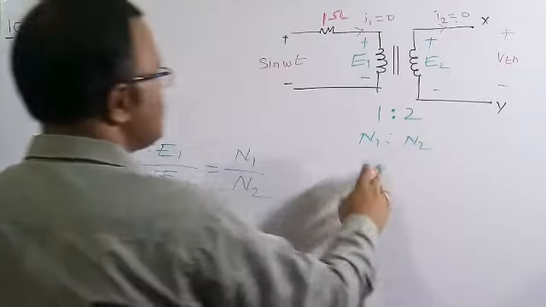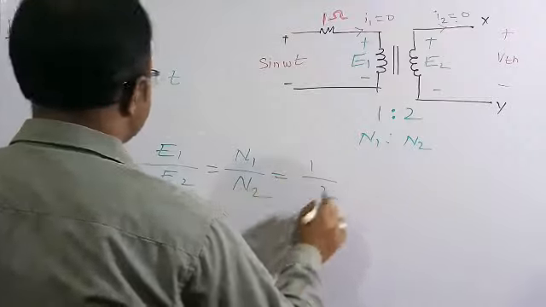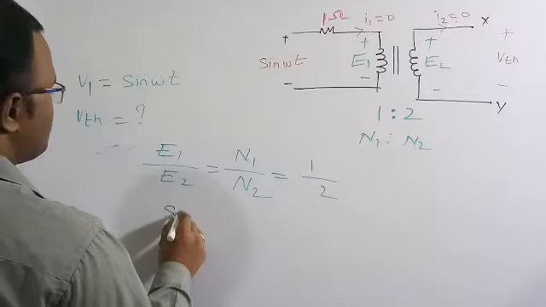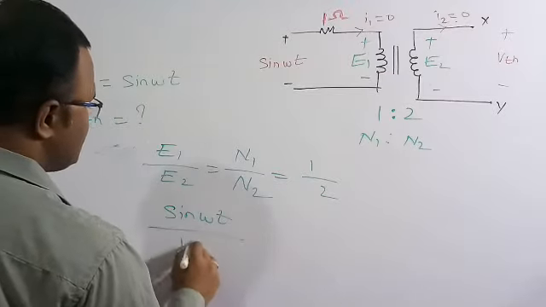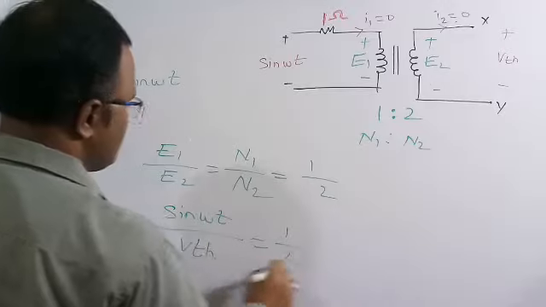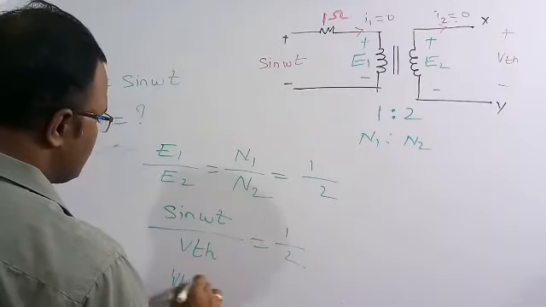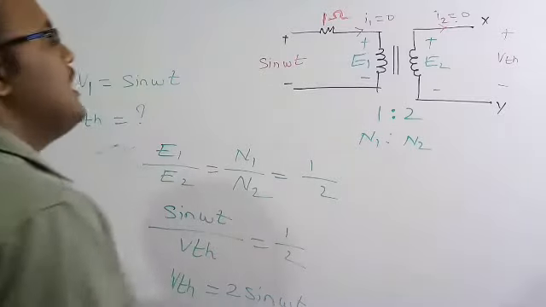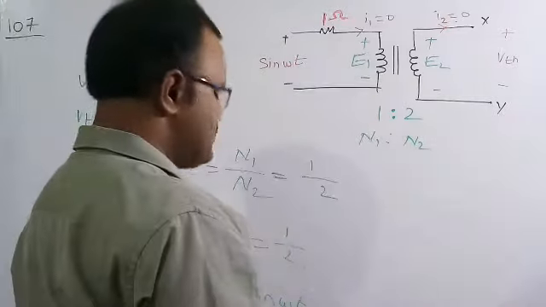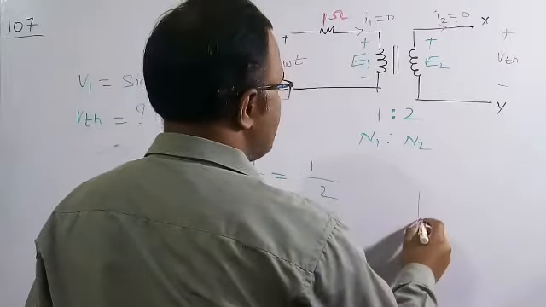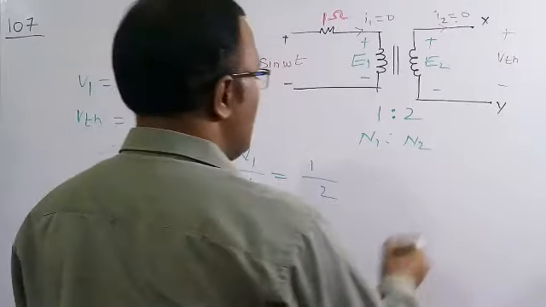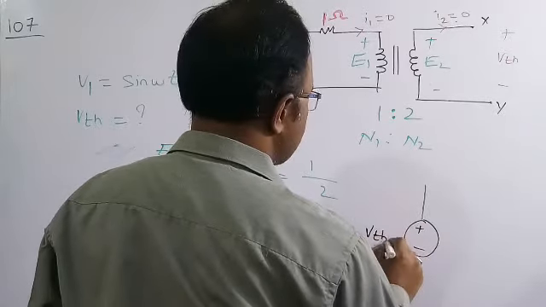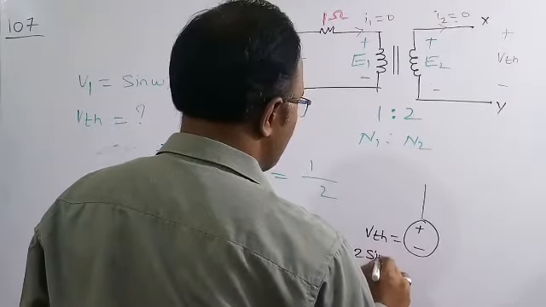Here N1 by N2 is equal to 1 by 2. So here E2 is equal to VTH, E1 is equal to sin omega t. So therefore sin omega t by VTH is equal to 1 by 2. So therefore the Thevenin voltage is equal to 2 times sin omega t. So what I am going to do is replace this complex circuit with a simpler circuit. The simpler circuit has a voltage VTH, and the VTH value is equal to 2 sin omega t.